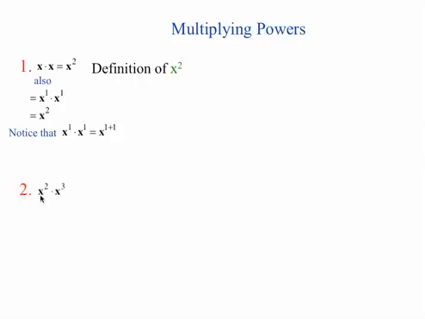Here's example 2. x to the 2 times x to the 3. And what I'm suggesting is if this holds true, then we can just add the 2 and the 3 and get x to the 5. Let's see if that works.